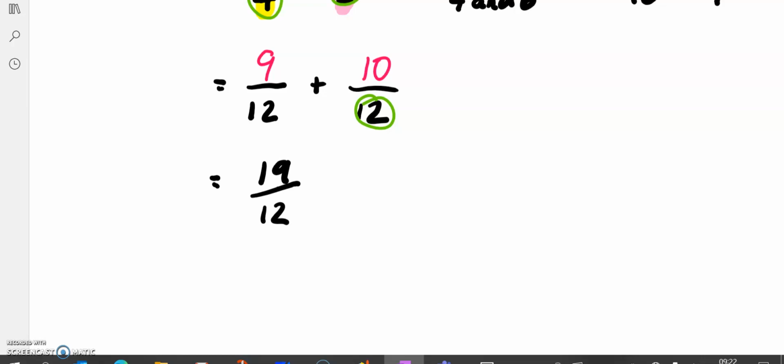This cannot be simplified. However, hopefully you notice that this is an improper fraction. The numerator is bigger than the denominator. So I'm just going to write this as a mixed number. 12 goes into 19 one time with a remainder of 7. So it's 1 and 7 twelfths.